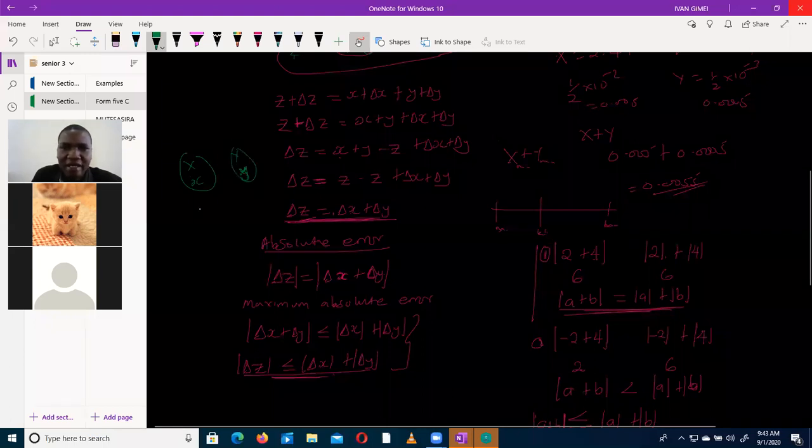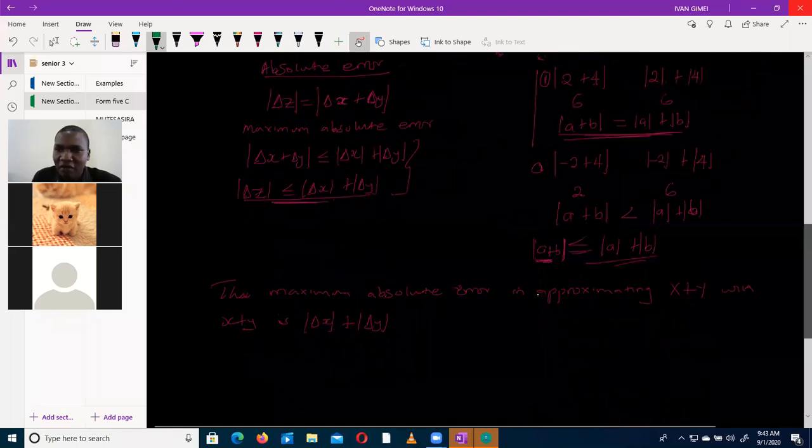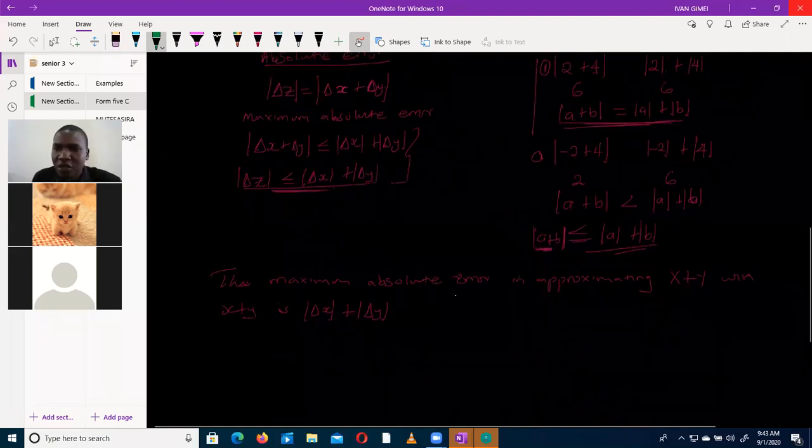So to get the error in the sum of X plus Y, I'll simply add up the errors: the error made in X plus the error made in Y. That's what we're looking at here. Then we went ahead and said, if you want to get the maximum absolute error, you simply get the absolute error in X plus absolute error in Y.